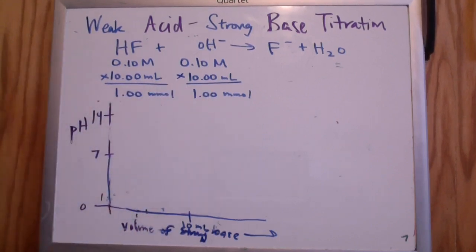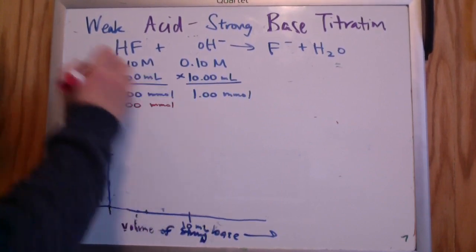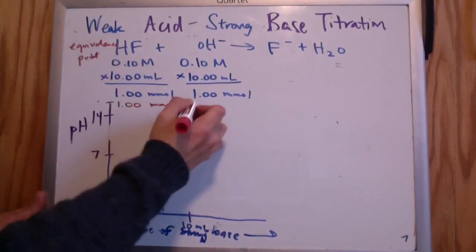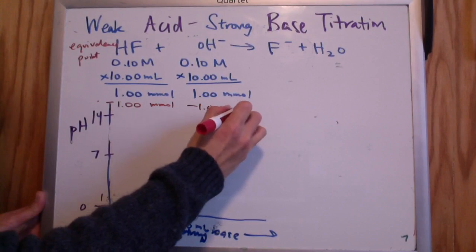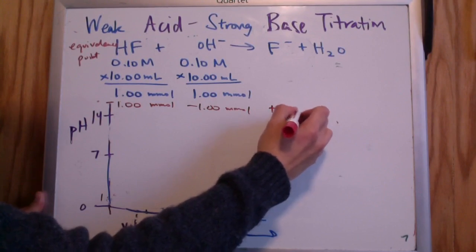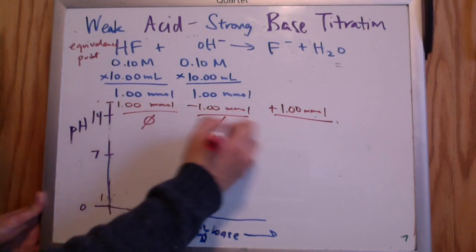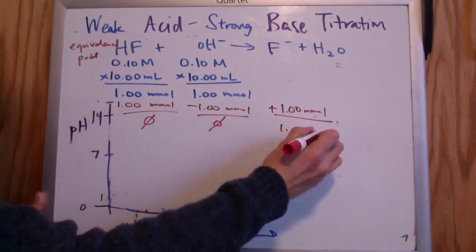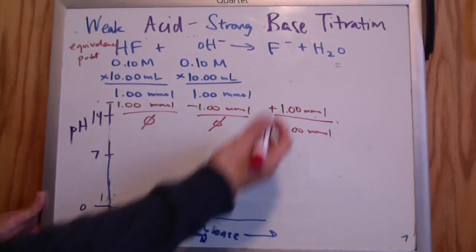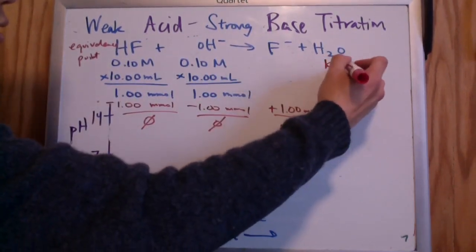So now we just need to do a little stoichiometry. We notice that at the equivalence point, both reactants get used up, and we do make some of the conjugate base, F-. So we have none of the reactants left over, and now we only have the conjugate base left over. Just like at the equivalence point in the previous example, we just have the conjugate base left over.